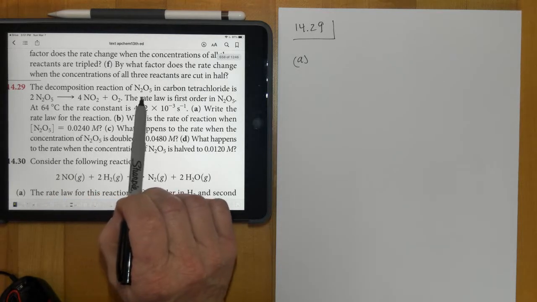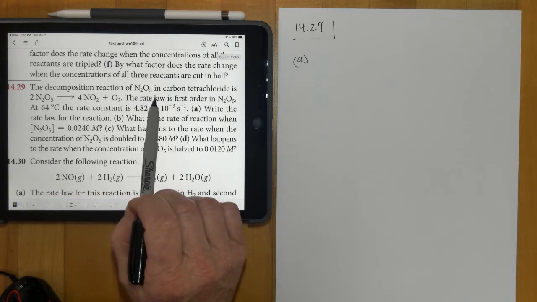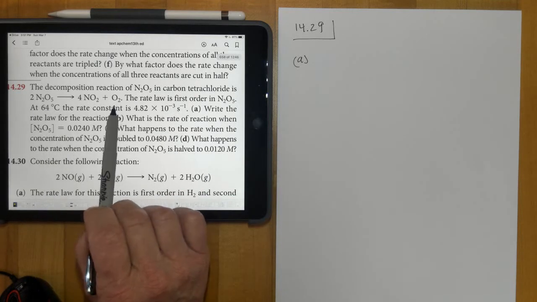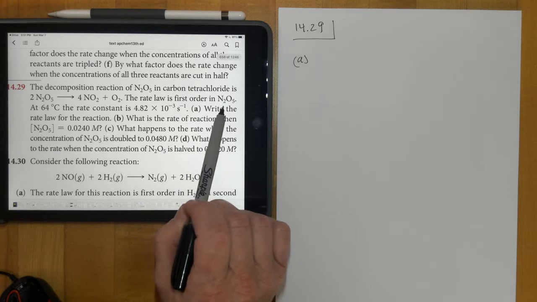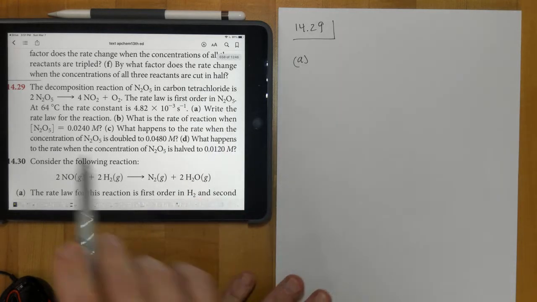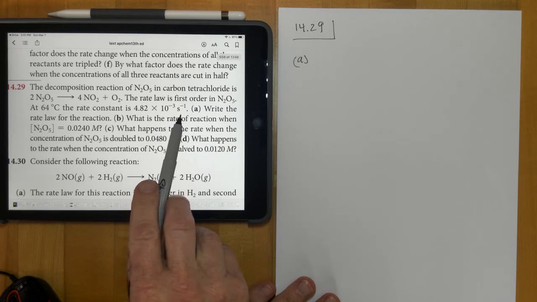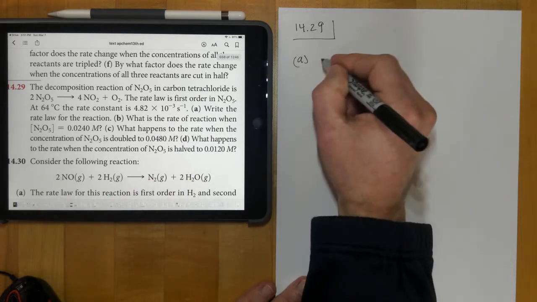14.29, the decomposition reaction of N2O5 in carbon tetrachloride is, and then it shows the reaction right here, and it says the rate law is first order in N2O5. And it says the rate constant is equal to, and it gives us a numerical value per second. Then it says write the rate law for the reaction.